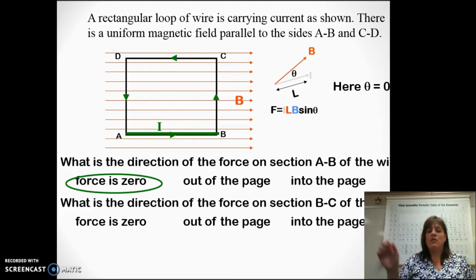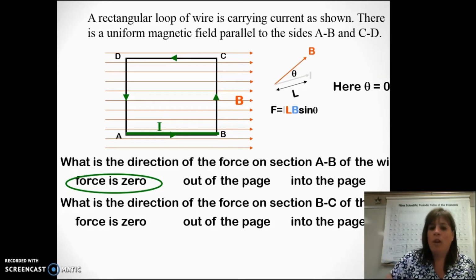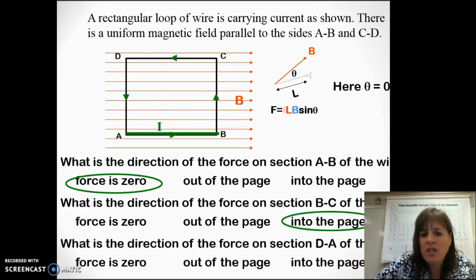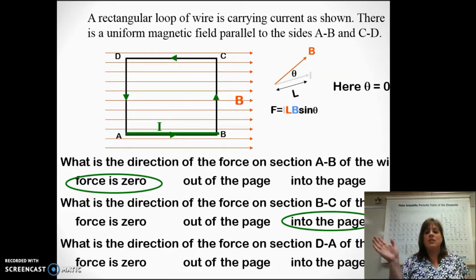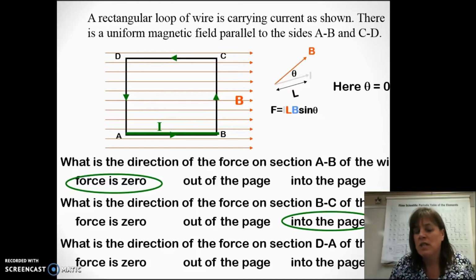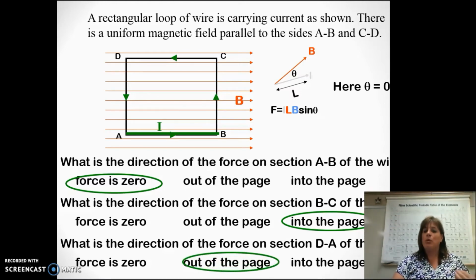What about the direction of the force on section BC? Well, again, fingers to the right, thumb points up. What is the direction that your palm is pointing? Hopefully you said that your palm is pointing into the page, or into the screen of your computer. Lastly, what is the direction of the force on section DA of the wire? Fingers should still be pointing to the right, but now you rotate your hand so your thumb is down. Your palm should be pointing at you, or out of the page.